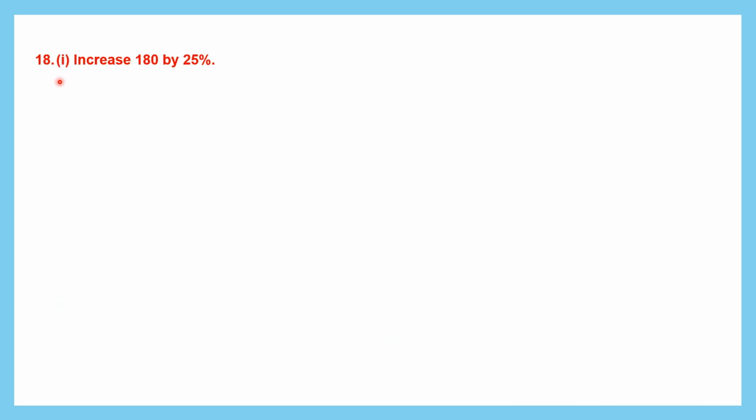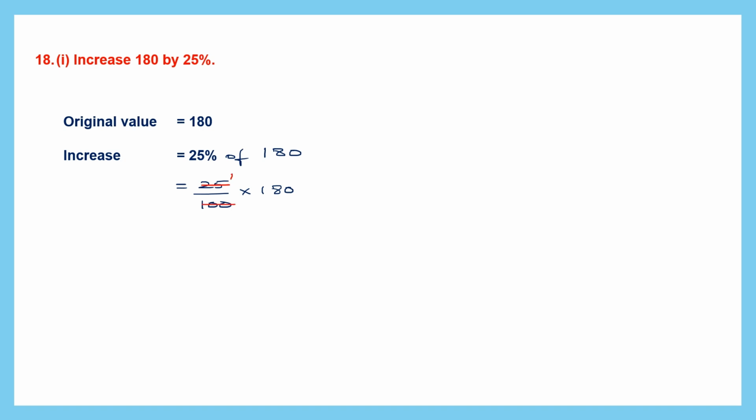Question 18, that first one is increase 180 by 25%. So the original value is 180 and the increase is 25% of 180. So 25% of 180, that is 25 by 100 into 180. So now let's work this out. Here we can cancel this. 25 ones are 25, and 25 fours are 100. I can cancel 4 and 180. 4 ones are 4. Here I have 4 fours are 16 and then 20, 4 fives. So here the increase is 45.